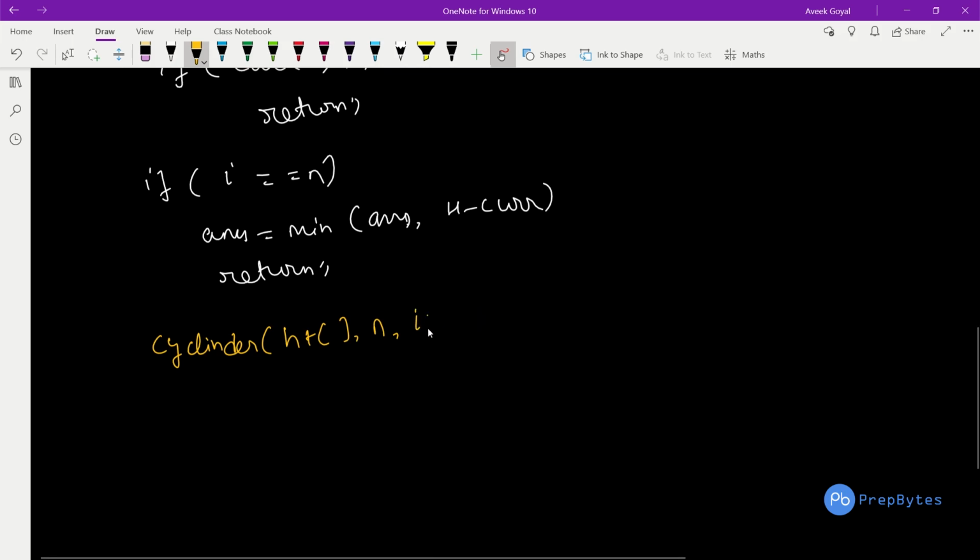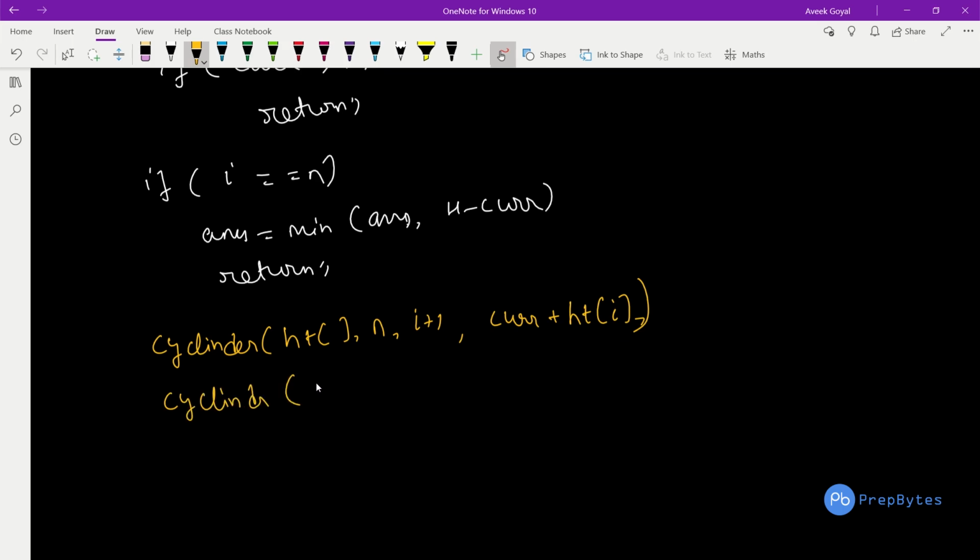We always do I plus 1, that is nothing but we move from the current index to the next index to include or exclude the next disk. If we include the disk, the current height will be increased by height of I. Now once the inclusion is done, we will call for the exclusion. So the height array will definitely be there, n will definitely be there, I plus 1 is definitely there, but we are not including the height, and we are done.